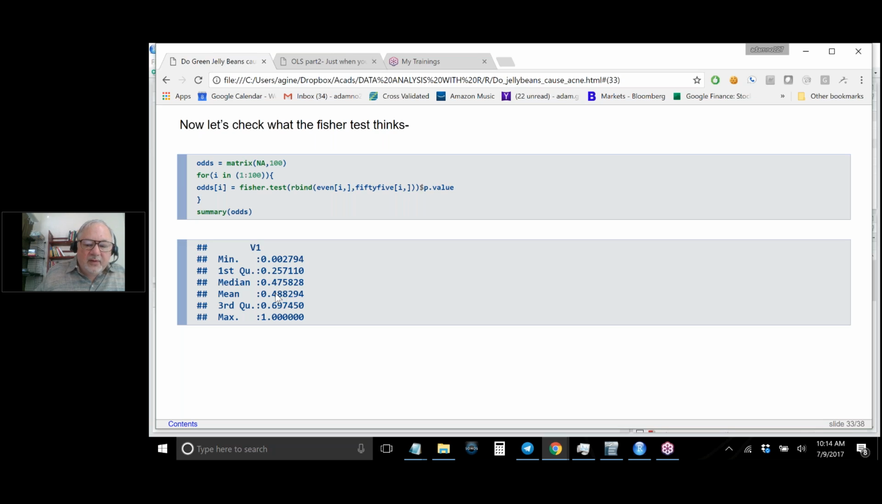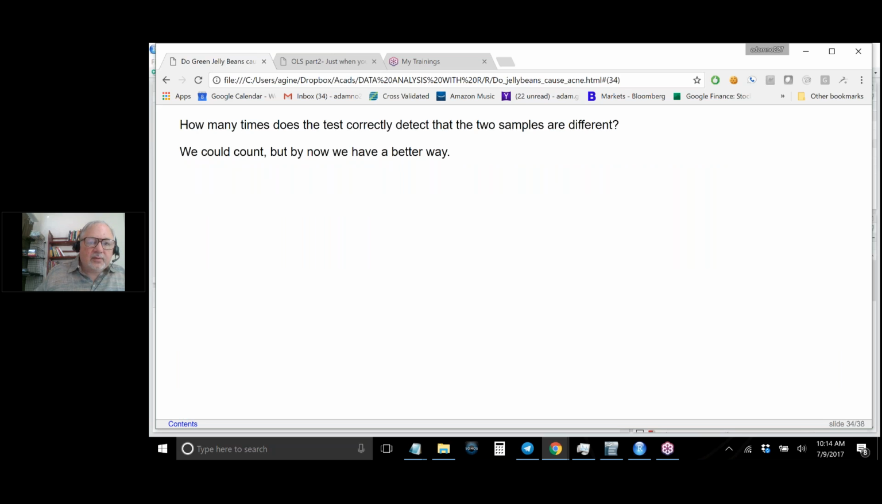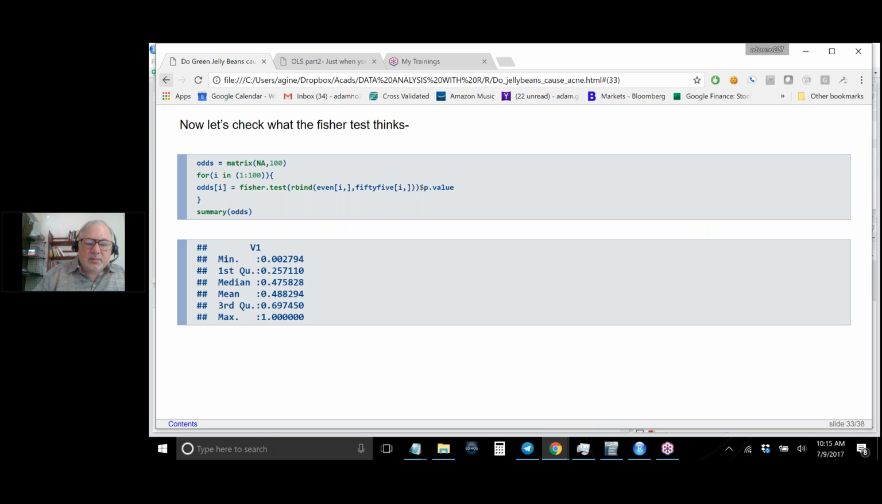than 0.05. So almost all the time, you would accept the hypothesis that the two samples were drawn from the same population, even though it's false.